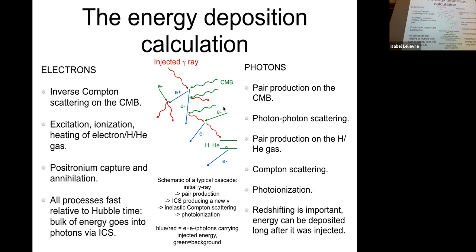Okay. So that gets you from an injected photon at some redshift to a distribution over redshift of excitation and ionization and heating of the gas, and also production of low energy photons that are just going to free stream to the present day because they're too low energy to excite or ionize anything.